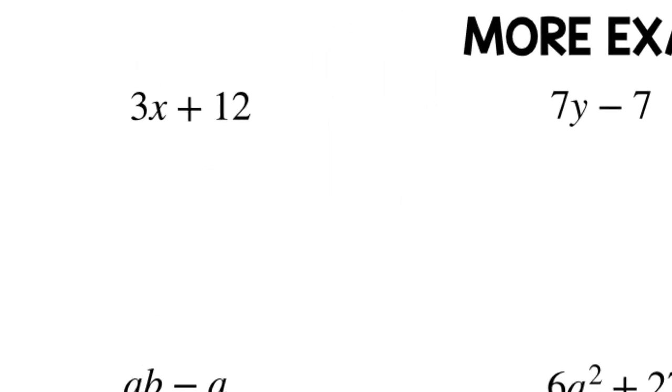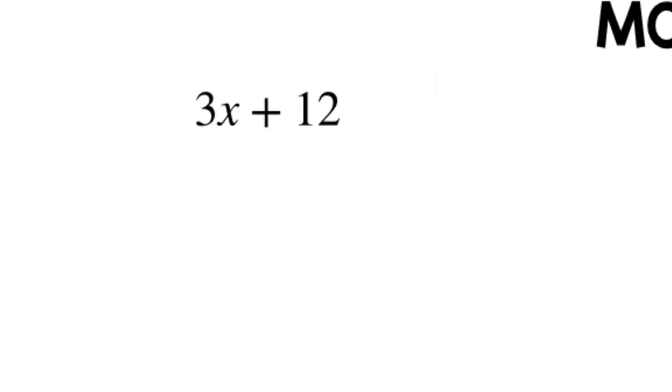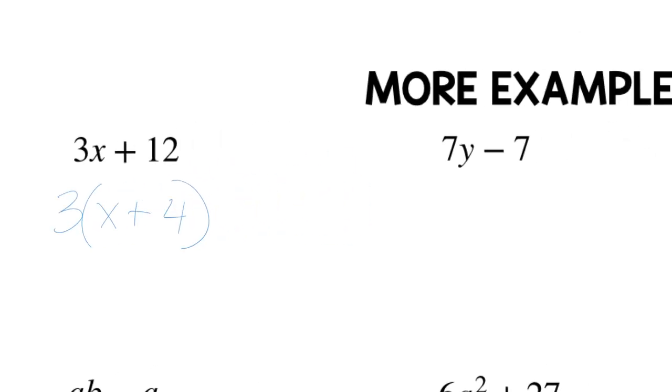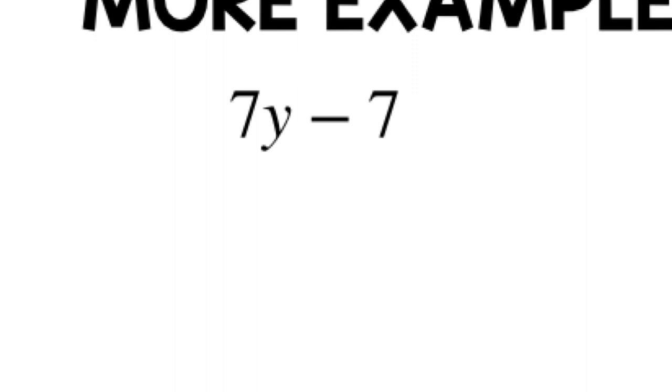Okay, we're actually going to go ahead and skip that first one just because we did it on the front. This was the one where we did 3 on the outside and then x plus 4 on the inside. So we'll skip that and we'll just move straight into the next one.